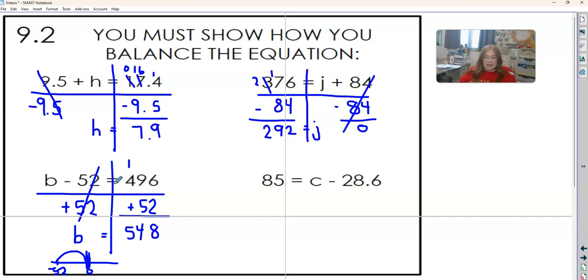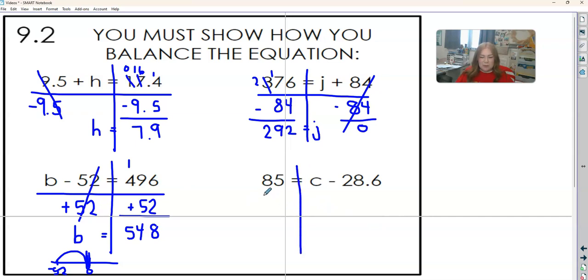My answer makes sense. So if we're coming up with something that says like 300 minus 52, but then we're getting a bigger answer than 300, right? That doesn't make sense. We have to check that our answers make sense here.